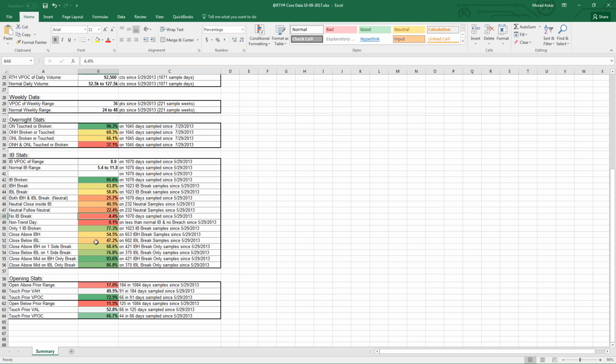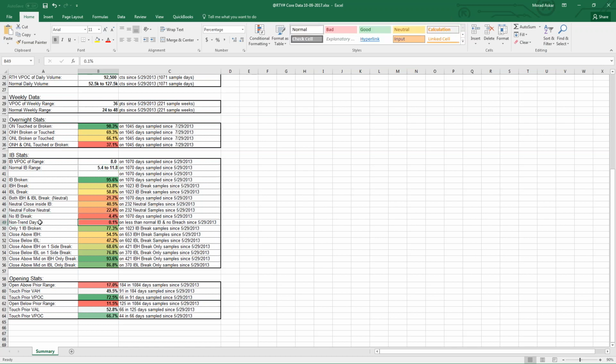Days where the market does not break the IB high or the IB low, 4.4% of the time. That statistic is sticky across pretty much every index that I test, that the market always breaks the IB high or low. Non-trend day is a day where the market does not break the IB high or the IB low, but the IB is less than 5.4, which is the low end. So the difference between non-trend day and no IB break is the size of the initial balance.